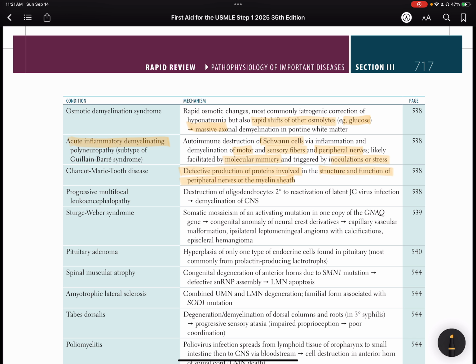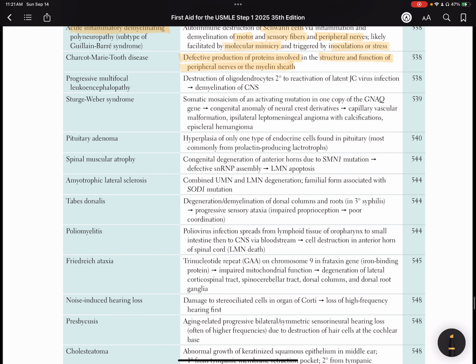Next, progressive multifocal leukoencephalopathy is destruction of oligodendrocytes secondary to reactivation of latent JC virus infection causing demyelination of the CNS.